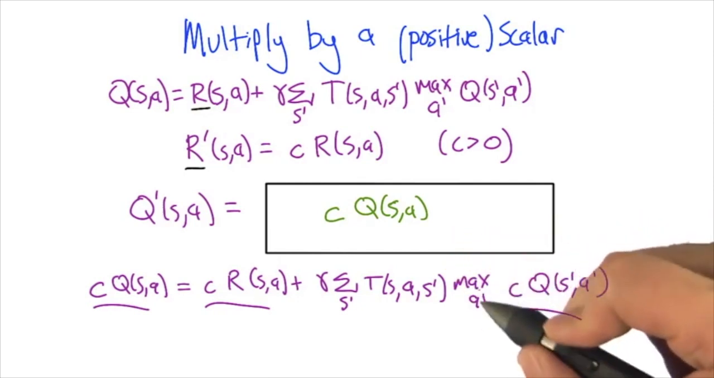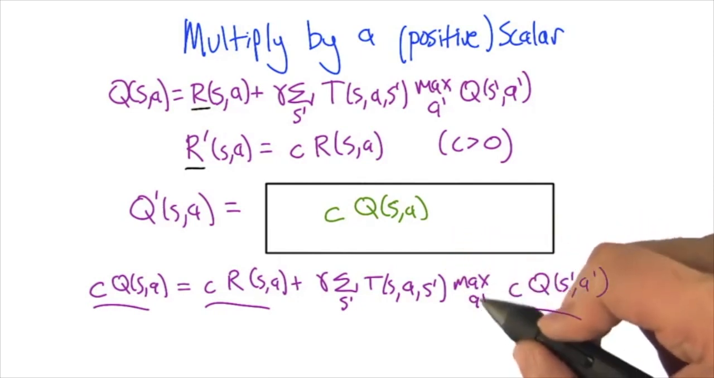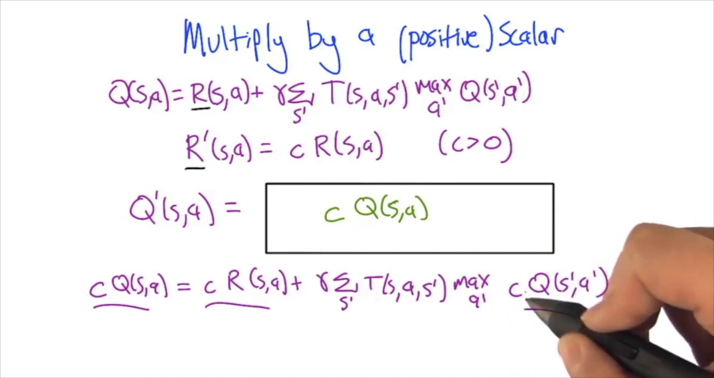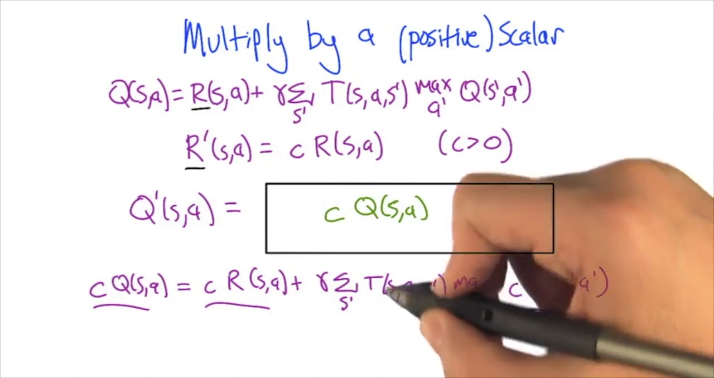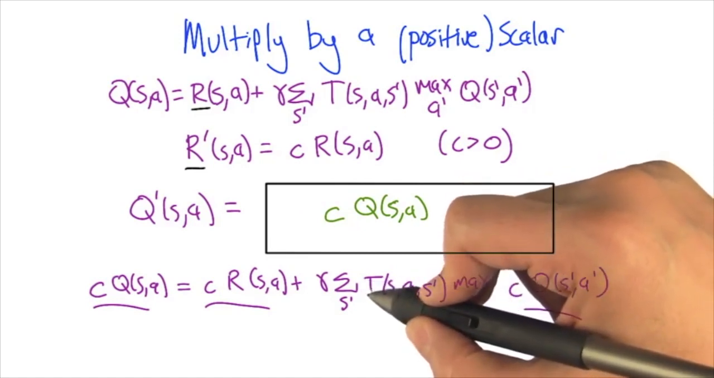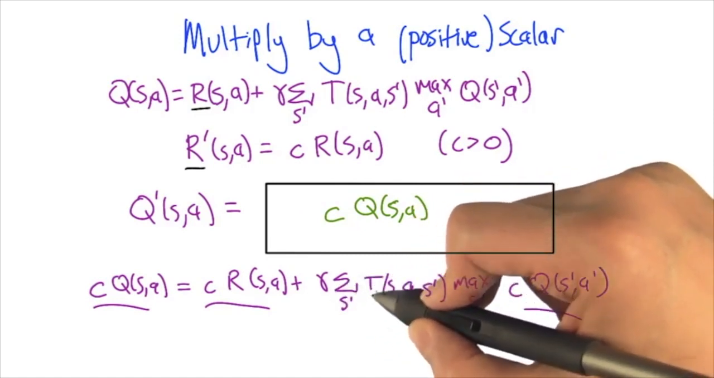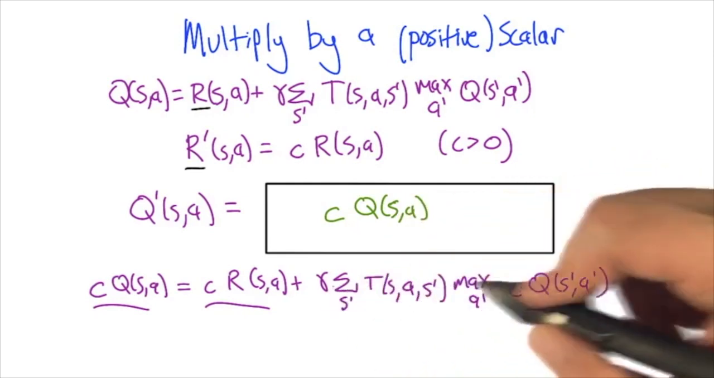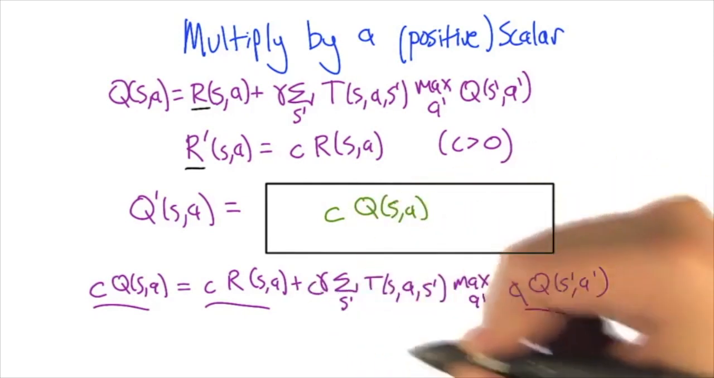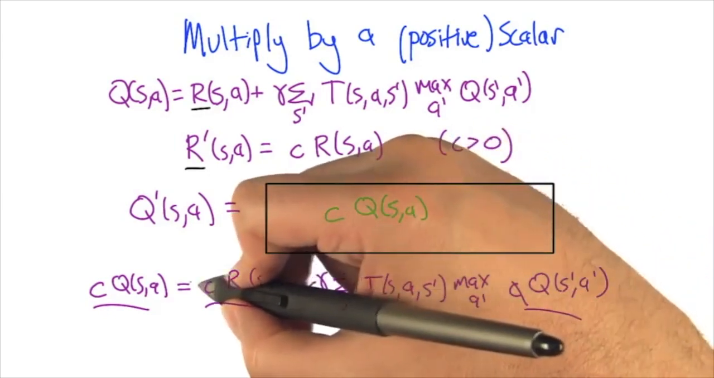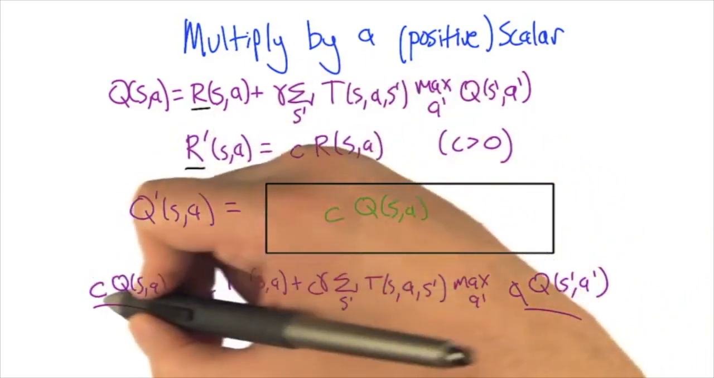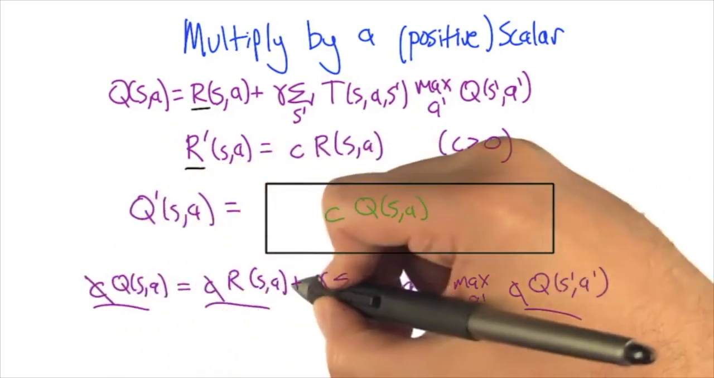If C were 0 or negative, it would mess up the max. But we can factor it out of the max because it's positive, so it doesn't change the order of what's largest. It's going to then get multiplied by these C's, and it's inside the sum, but it's common to everything in the sum, so that gets pulled out there. So we actually get to move this C all the way out to here, and now it's obvious we can just factor the C out from both sides, and they cancel.